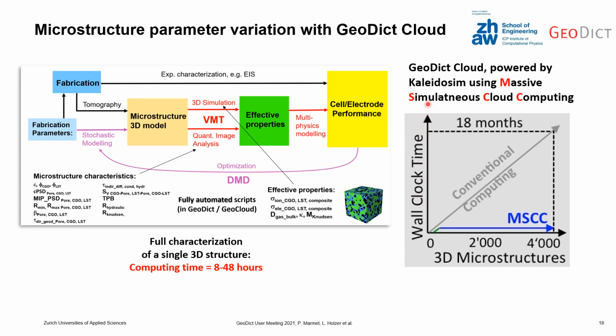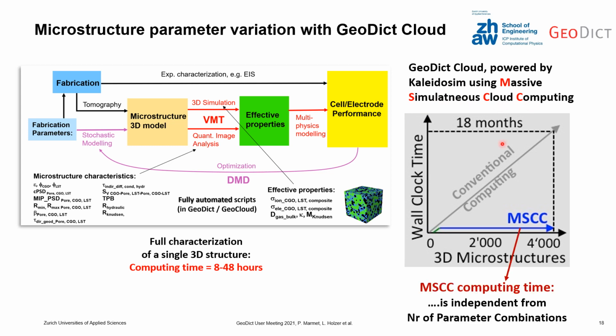And for larger studies, you easily wait several months or even years until you have your results. Therefore, we use GeoDict Cloud for such studies, which is powered by KaleidoSim using massive simultaneous cloud computing. On GeoDict Cloud, you can start as many studies in parallel as you like, which simply means that your computation time is independent from the number of your parameter combinations. This means also that studies for which you would need several months or years with conventional computing can be computed on GeoDict Cloud within 1 or 2 days.